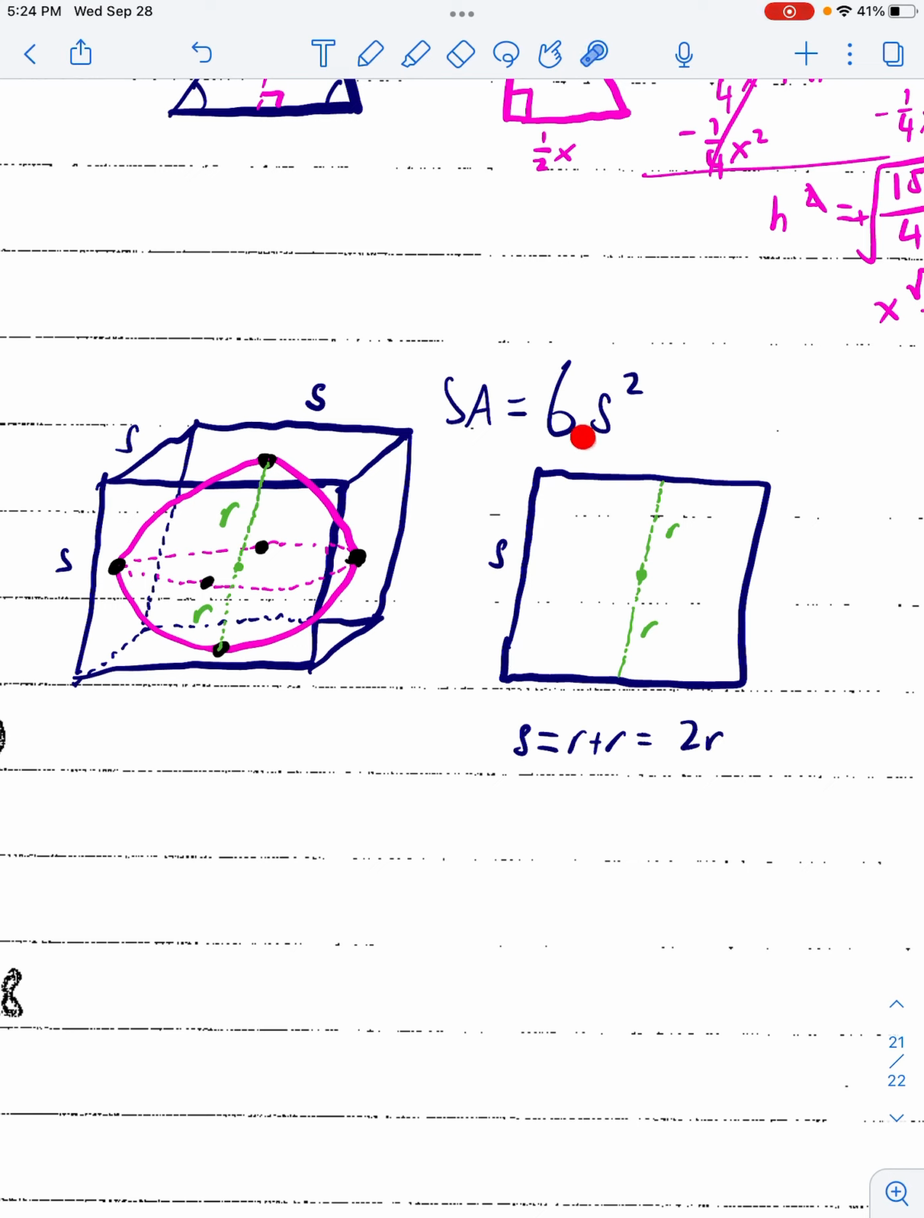So we get the surface area is equal to 6 times (2R) squared, which equals 6 times 4R squared, which equals 36R squared. So surface area as a function of R, SA(R), the surface area of R is going to be equal to 36R squared, okay?